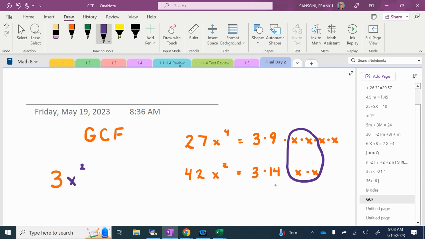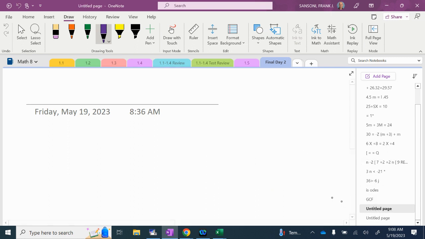Number 38. Y to the 3rd. You should remember some of this from yesterday. Divided by y to the 4th. When the bases are the same, yes, well done, I subtract. So what is 3 minus 4? Negative 1. So your answer is y to the negative 1st.